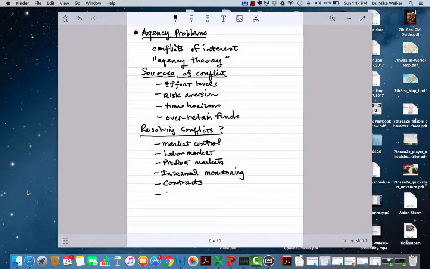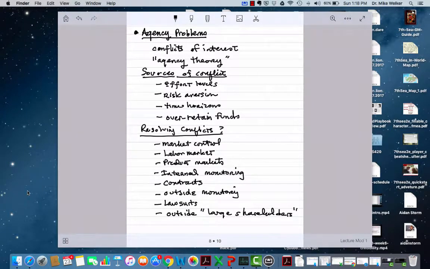And we have outside monitoring. The SEC, for instance, and outside auditors. And shareholders can also engage in lawsuits. It's class actions, for instance. You also have monitoring by outsiders, call it outside large shareholders. Often these are institutions. It might be a pension fund, for instance, and they have a very large equity position.